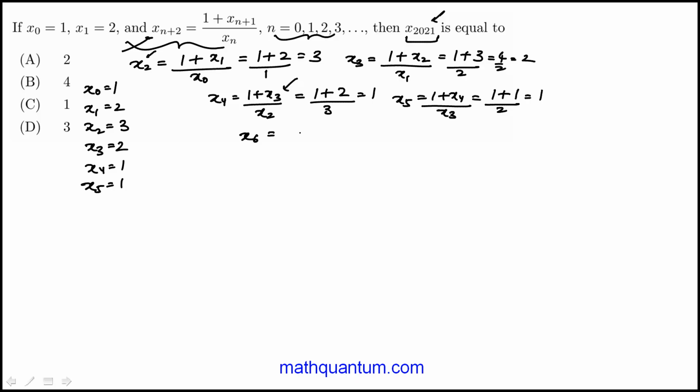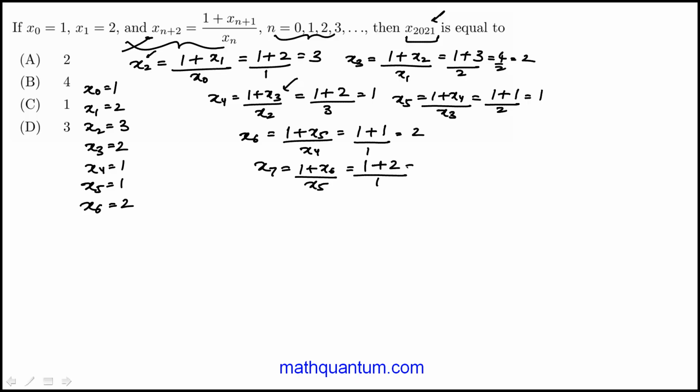x6, because if I start getting fractions, then I probably made a mistake somewhere. 1 plus 1 over x4, so that's 2. x7. Yeah, this double one is kind of confusing me. 2 over x5, so that's 3.